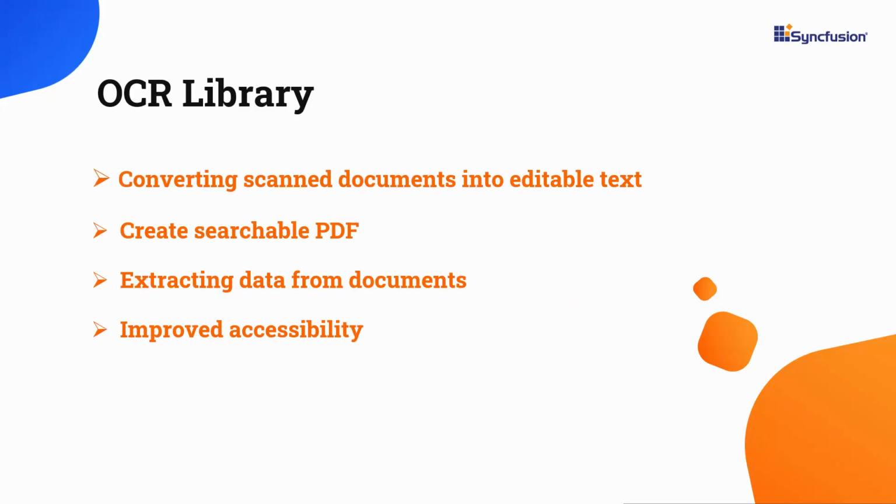The Syncfusion .NET OCR library is used to extract text from scanned documents, images, and PDF files. It uses a powerful Tesseract OCR engine. It can be used for a variety of purposes such as converting scanned documents into editable text, creating searchable PDFs, extracting data from documents, and improving accessibility.